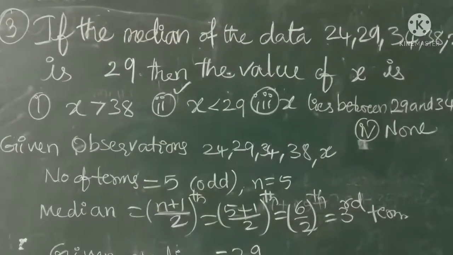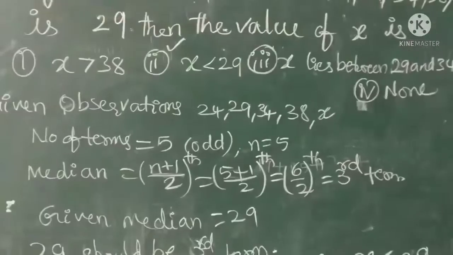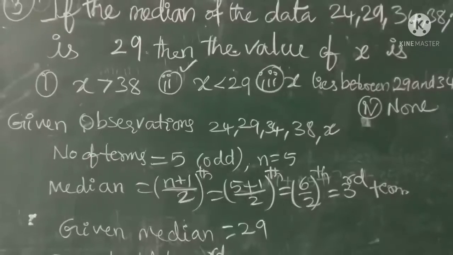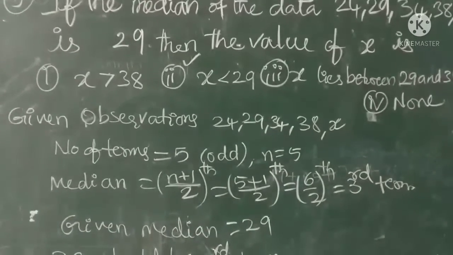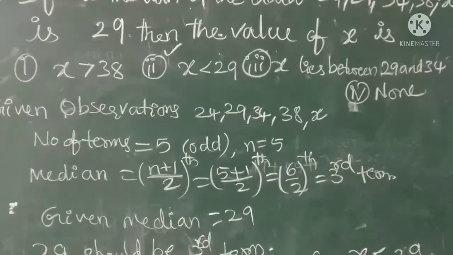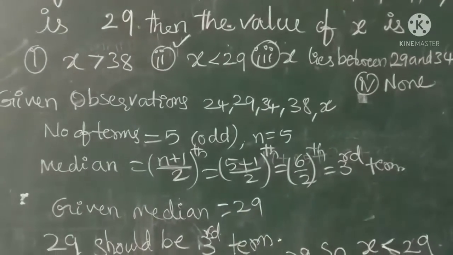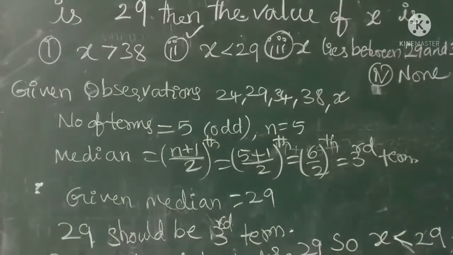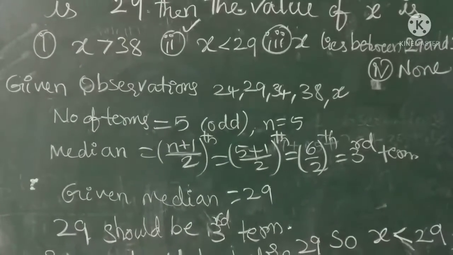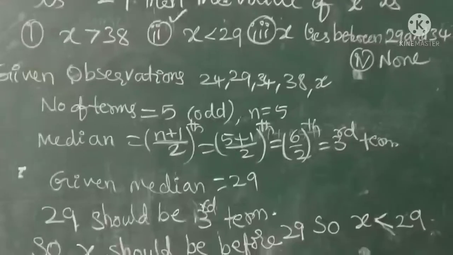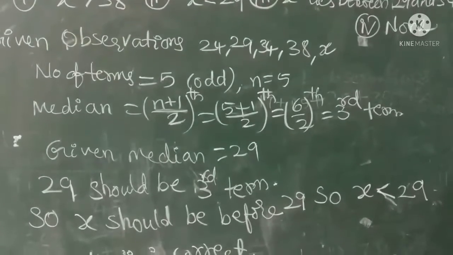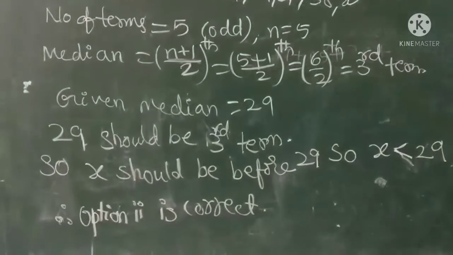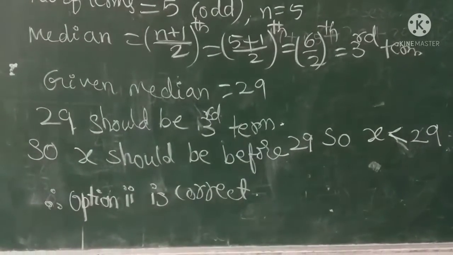Third question. If the median of the data 24, 29, 34, 38, x is 29, then the value of x is: first option x greater than 38, second x less than 29, third x lies between 29 and 34, fourth none. Given observations 24, 29, 34, 38 and x, number of terms 5, so it is odd, n value is 5. Then median formula n plus 1 by 2th term, 5 plus 1, 6 by 2, third term. Given median is equal to 29, so 29 should be the third term.